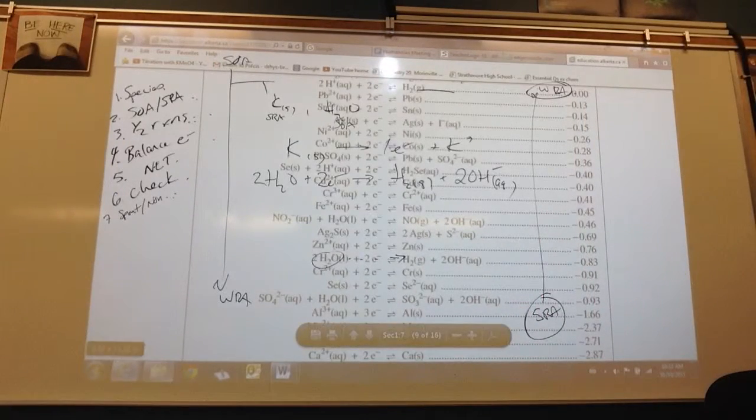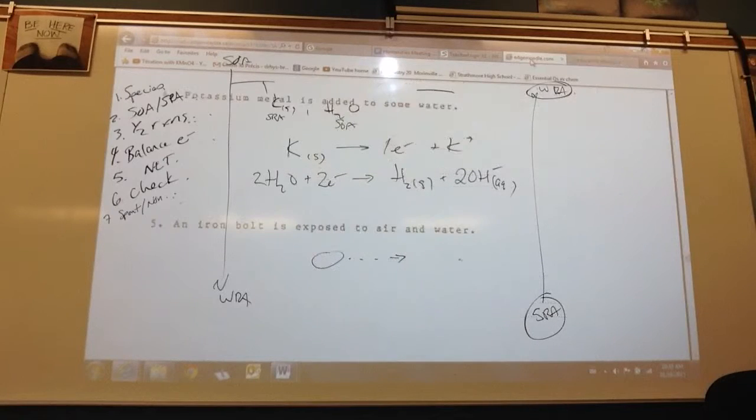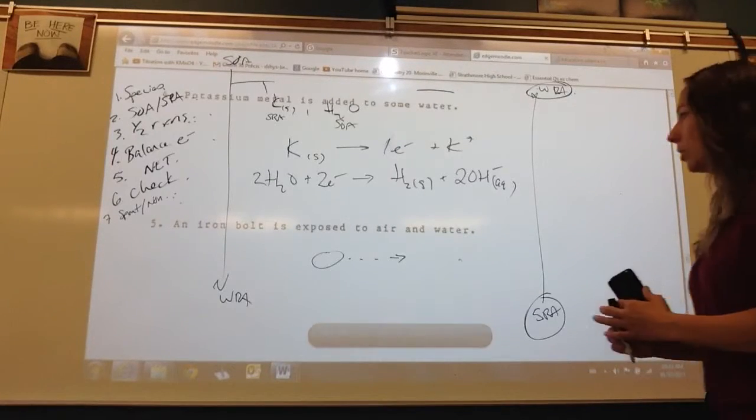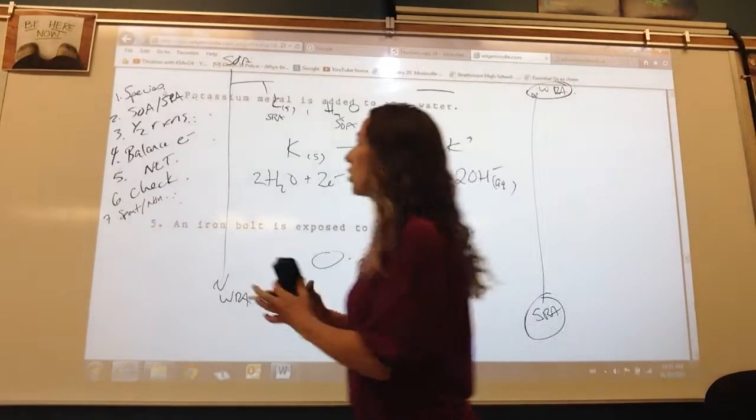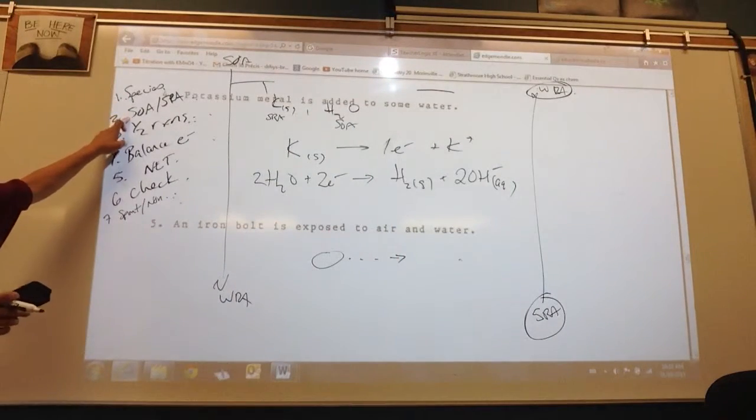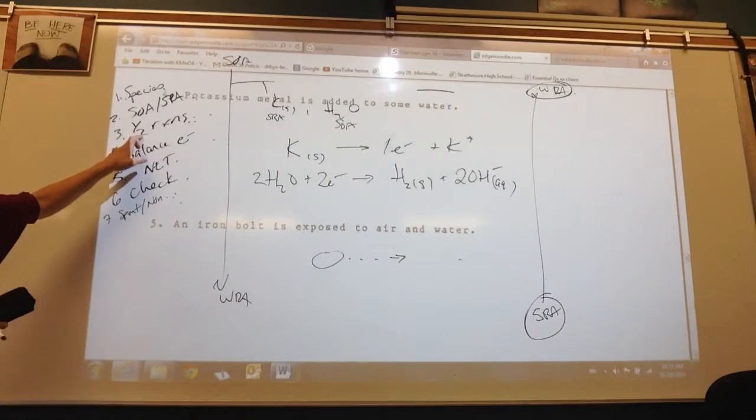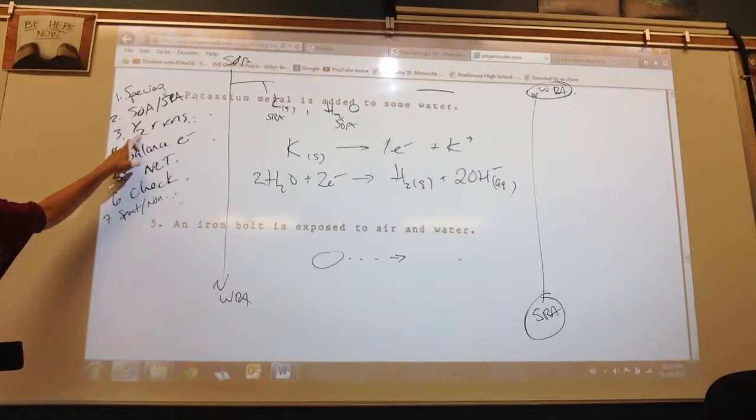So back to my question booklet. So now I've got these 2 half reactions. I've listed my species, I found my strongest, I wrote down those half reactions. Now, how many people got this far? That's all you've got? Yeah, I messed up, I couldn't get it after that, I wasn't too sure.